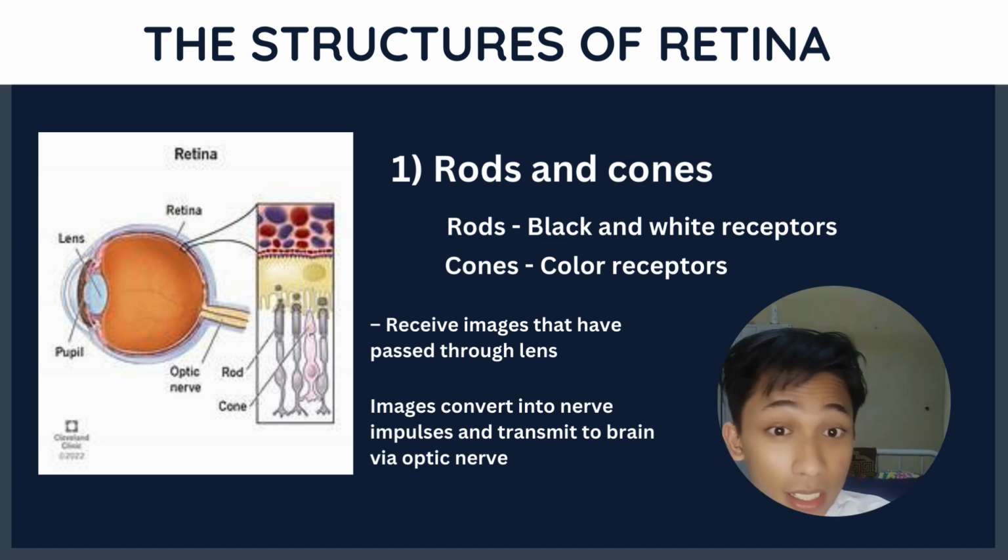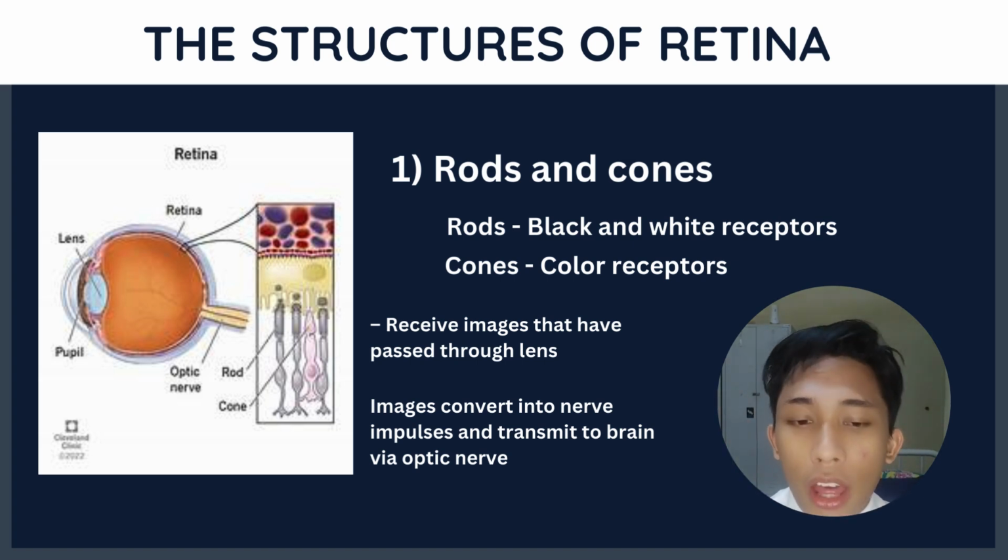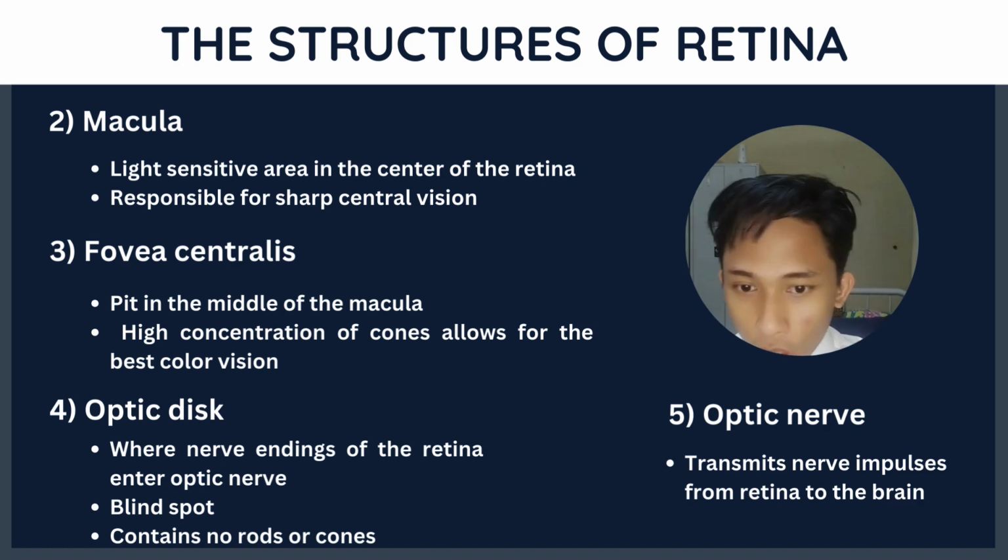As you can see here, we have 5 structures in the retina. The first would be the rods and cones. The rods are the black and white receptors, while the cones are the color receptors. The function of the rods and cones is to receive the image that has passed through the lens. This image will be converted into nerve impulses, and then transmitted to the brain via the optic nerve.